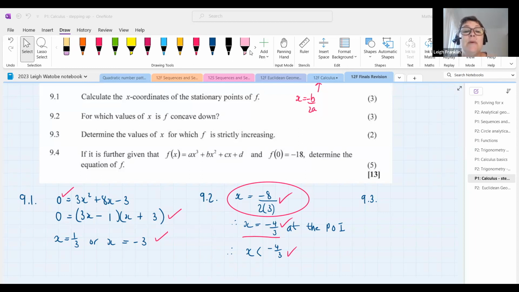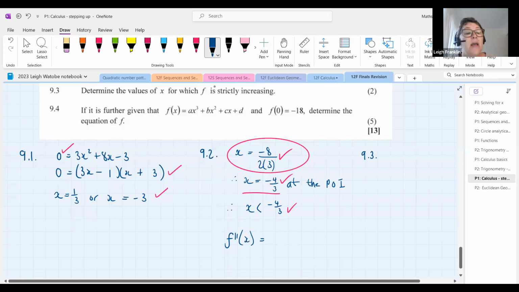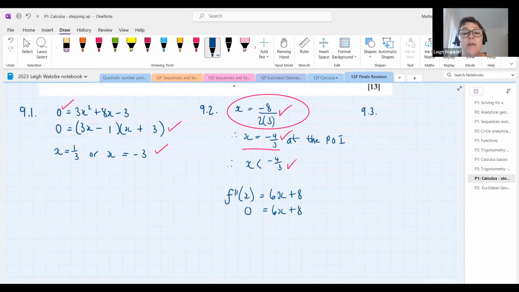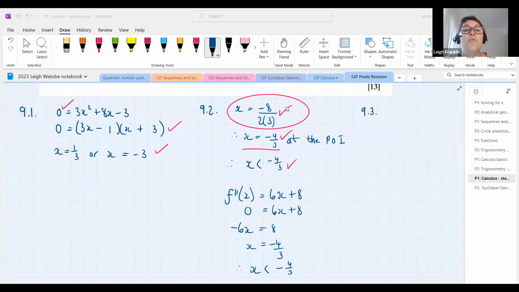Ma'am, I use the second derivative. Am I still correct? Was that for 9.2? You used the second derivative. That's not a problem, Gugu. Absolutely. That's the other way that we could do this in this particular case. We could have said f double prime of x equals 6x plus 8, make that equal to 0. And then you see you would have ended up with the same answer for x. And you would still need to say, therefore, where x is smaller than minus 4 over 3. Okay, so not a problem.